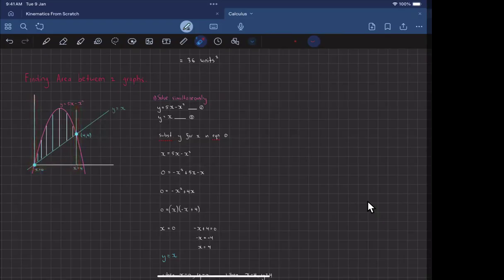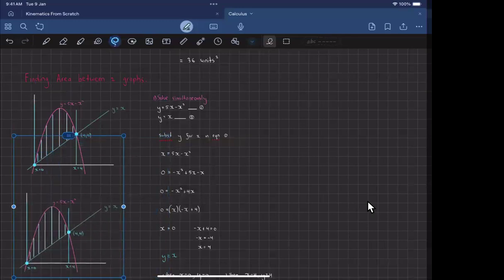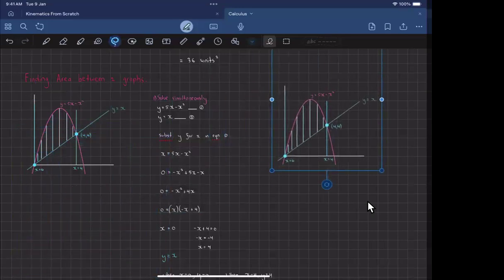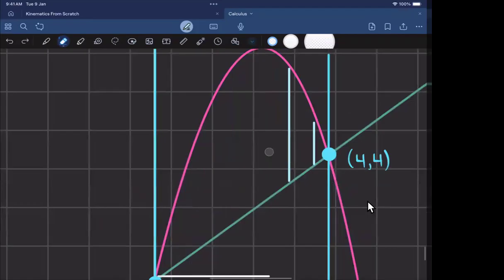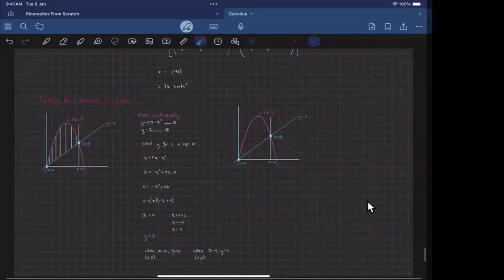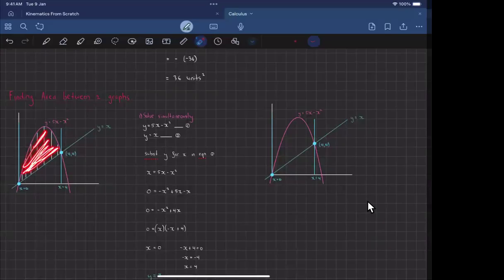Aliyah, how many graphs do you have? 2. So how many areas could we find? You can find 2. Okay, so I want you to tell me something, unless you want to see if you can figure it out before I show you. So we have this graph here. We know what we're trying to find. We are trying to find this area over here. And we have two graphs, which means we could find two areas.